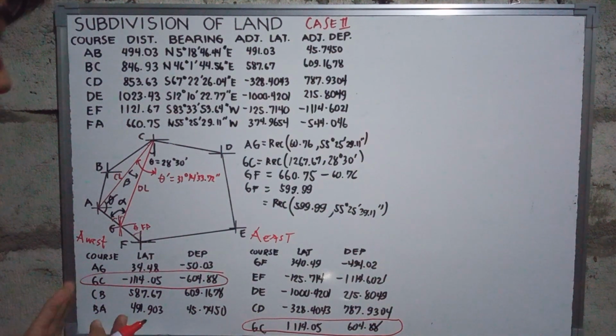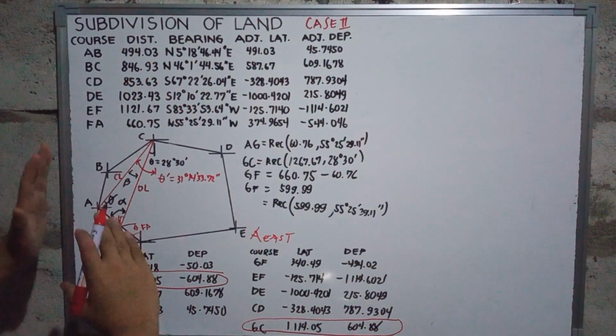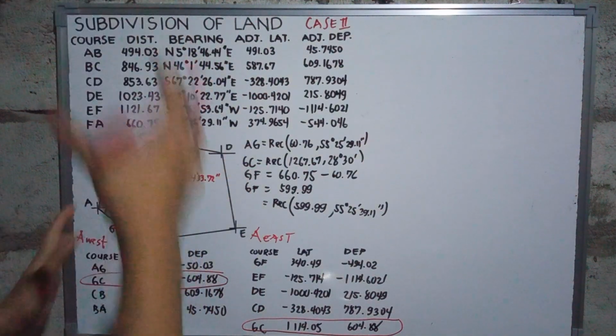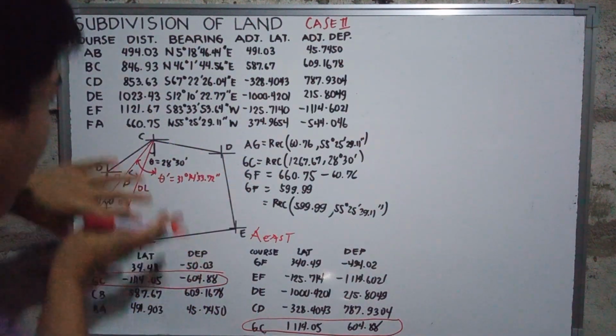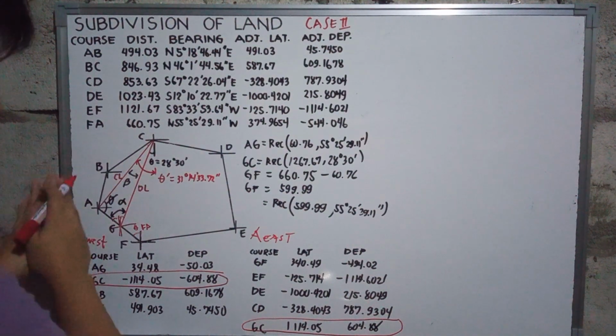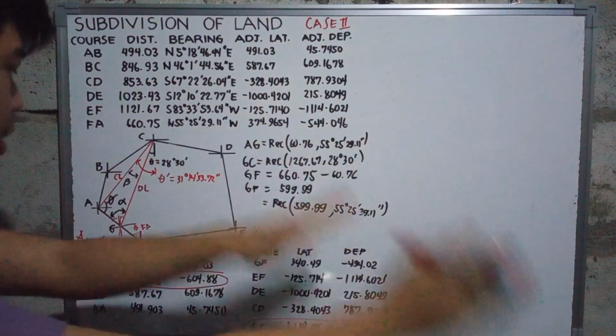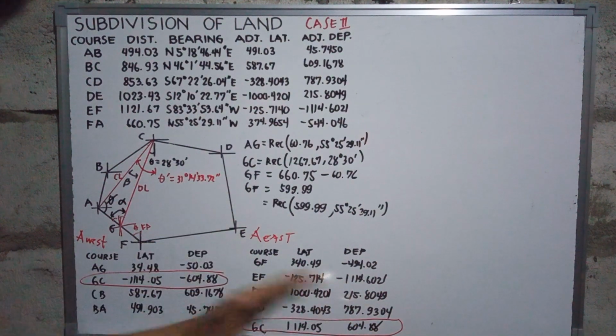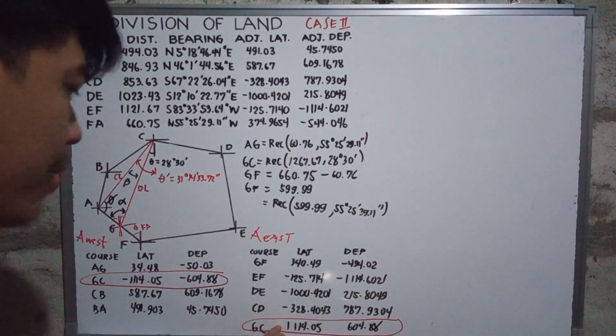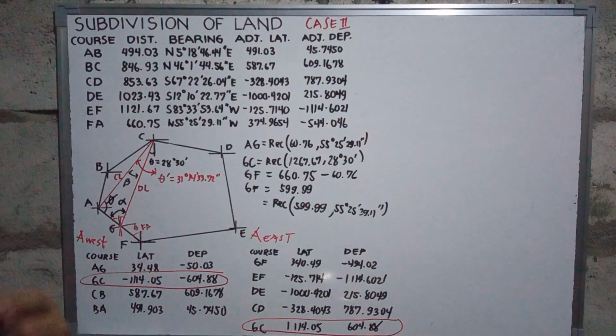But to balance our lot, when we consider area east, the southwest in area west becomes northeast in the east. So they both become positive. If you remember, if the direction of our line is north, that will become positive in latitude, and if east, that will become positive in departure. Otherwise, they will both be negative.